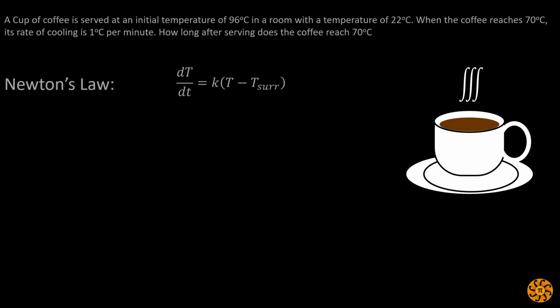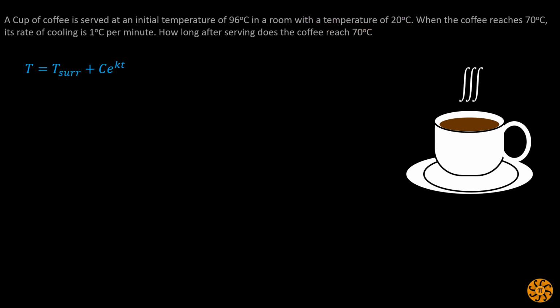In order to solve our problem, we must now use the initial conditions supplied in the problem. The rate of cooling dT/dt is 1 degree Celsius per minute. Because the temperature is decreasing, we can express this as -1. The temperature of the coffee is 70 degrees. The temperature of the surroundings is 22 degrees. The only variable left is k, which is our proportionality constant. We can solve for k and then apply that in the problem.